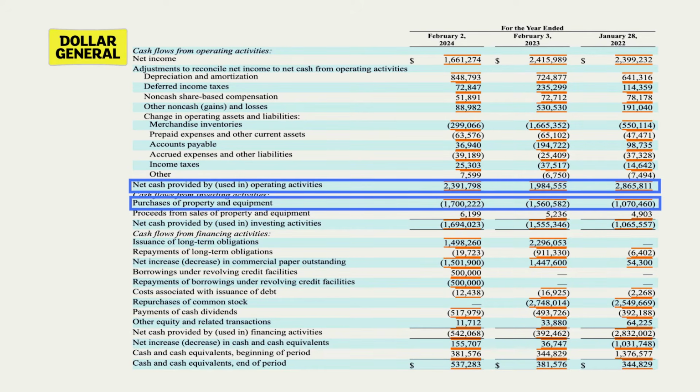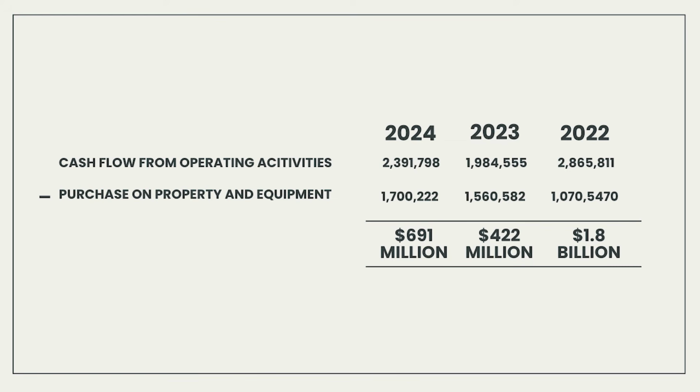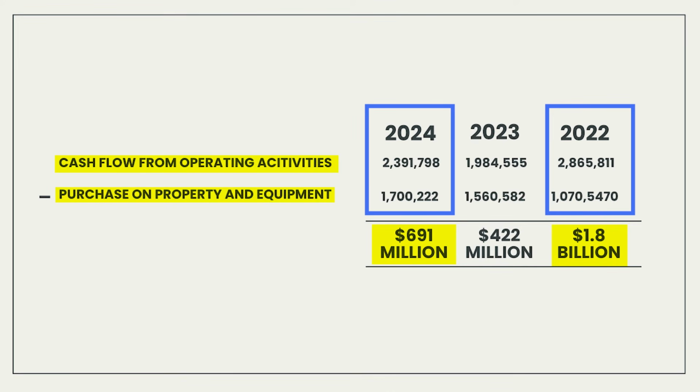Now, with these 2 key numbers in hand, we can actually calculate this company's free cash flow. If we subtract purchase of property and equipment from cash from operating activities, we see that in 2022, this company was generating $1.8 billion in free cash flow, but that dropped all the way to $600 million by 2024. This is a trend that is definitely not favorable for investors.